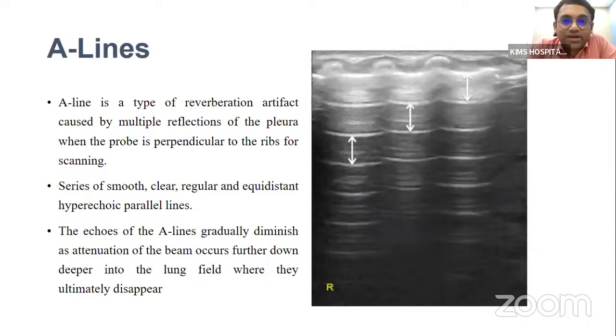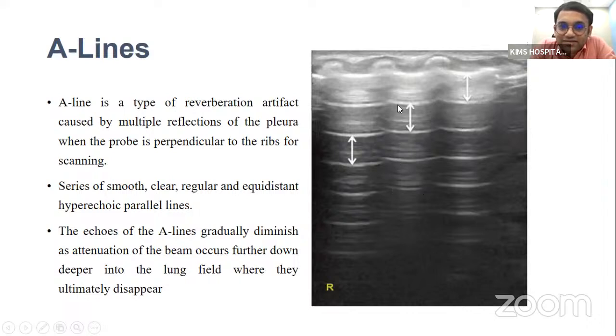So one of the most important normal lung patterns is the A lines. The A lines are actually reverberation artifacts caused by the multiple reflection of the pleura when you keep the probe perpendicular to the ribs. So here we can see this is a pleura, and these are all the A lines. So these are the reverberation artifacts.